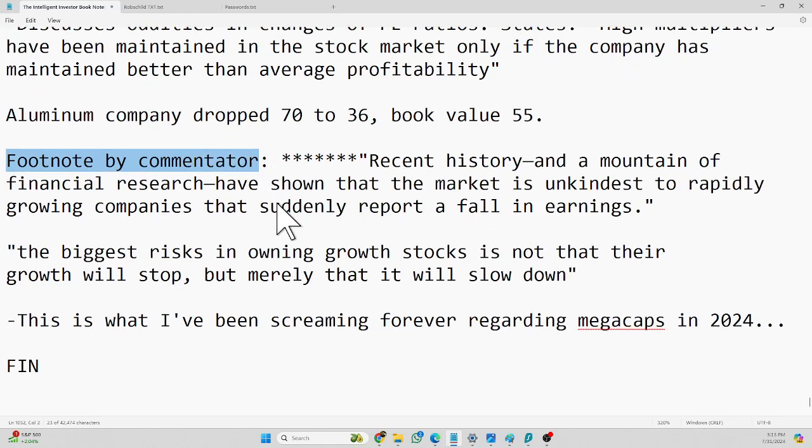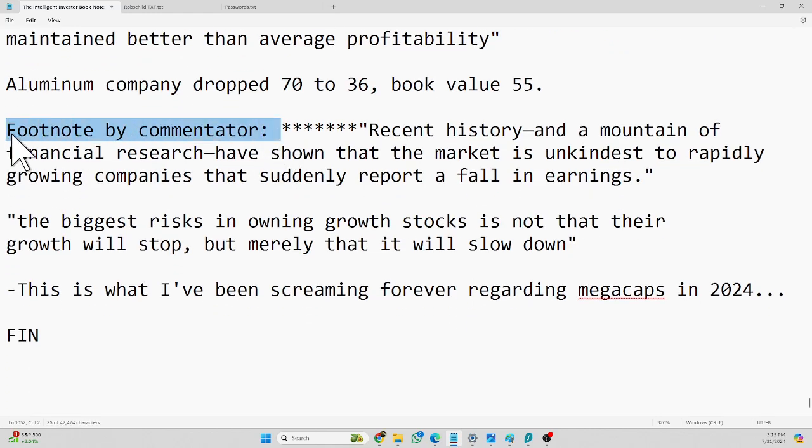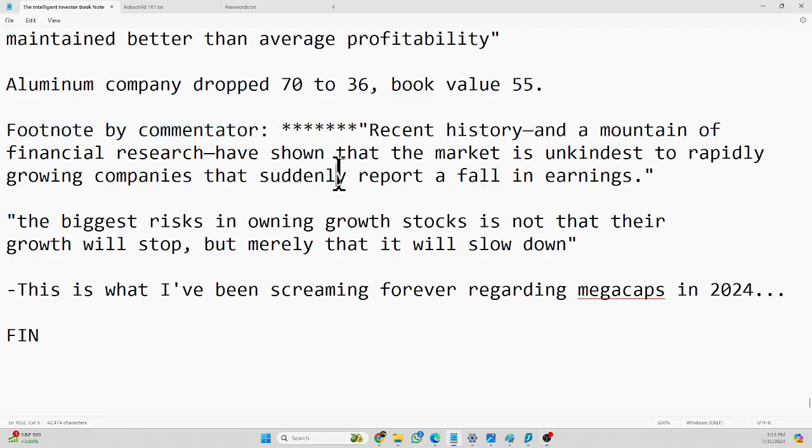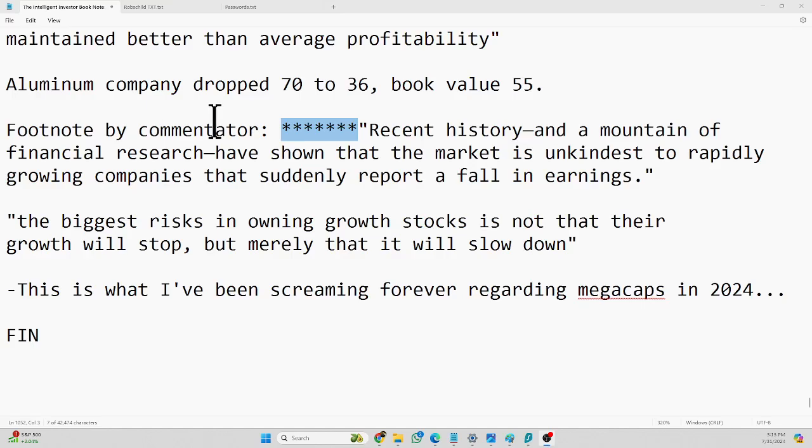So then we have a really awesome footnote. I think this is by the commentator of this edition of the book. Again, the edition that we're using, the link to the whole book is in the description of this video, which I assume you're reading along with me. But anyway, I wanted these videos to be mostly my own commentary, but this comment was so good that I really wanted to include it.